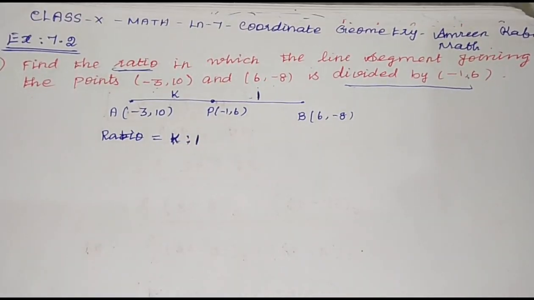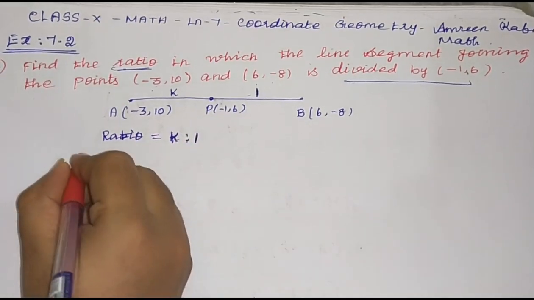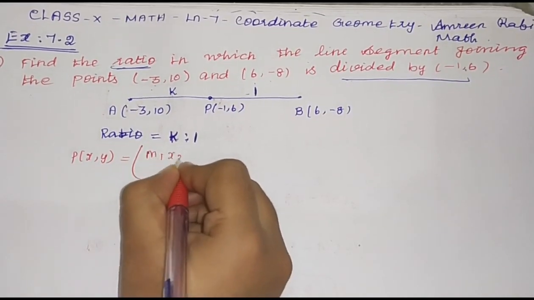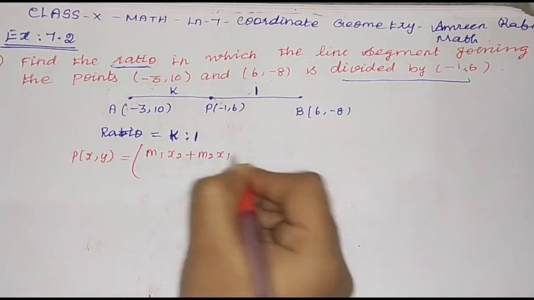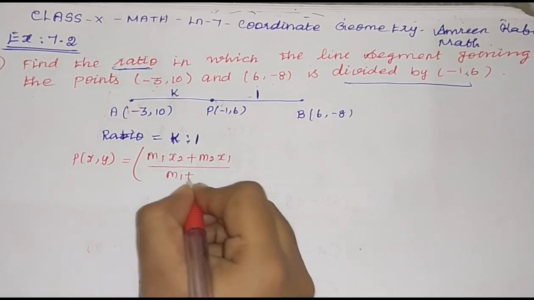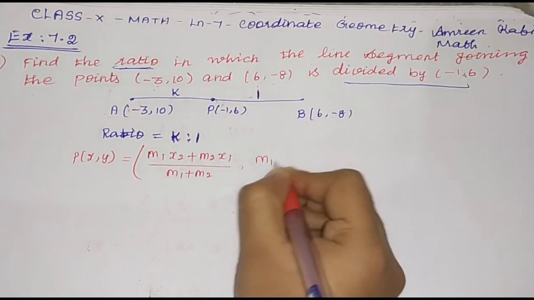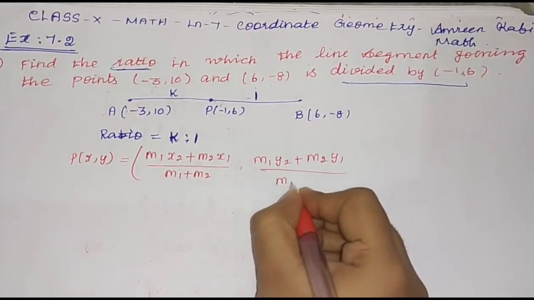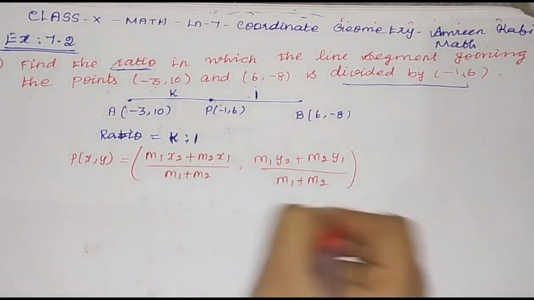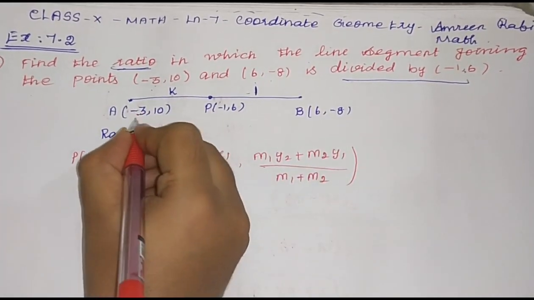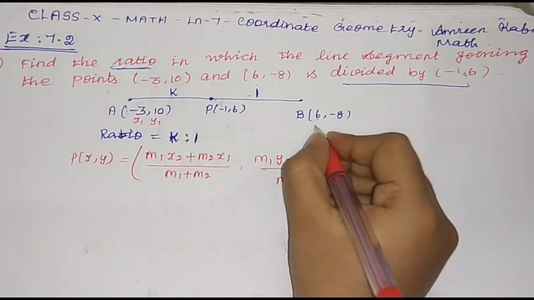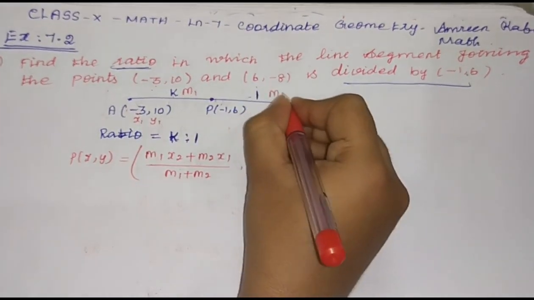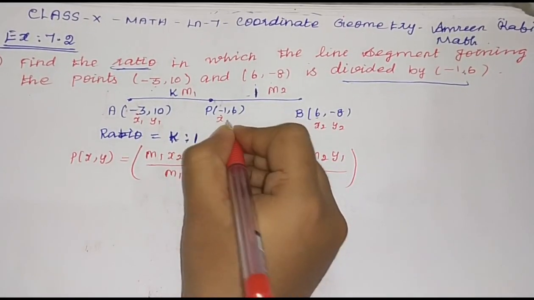You know very well the section formula is P of x comma y equal to m1 x2 plus m2 x1 divided by m1 plus m2 comma m1 y2 plus m2 y1 divided by m1 plus m2. Now we can substitute the values. The point here is x1 comma y1, this point is x2 comma y2. K instead of m1, 1 instead of m2, minus 1, 6 we can consider x comma y.